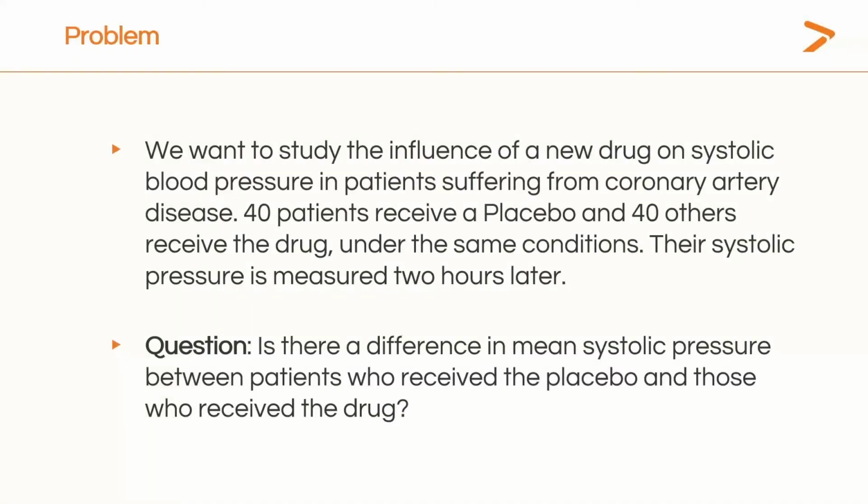We want to study the influence of a new drug on systolic blood pressure in patients suffering from coronary artery disease. 40 patients receive a placebo and 40 others receive the drug under the same conditions. So their systolic pressure is measured 2 hours later. So we are experimentally controlling the effect of the independent variable here. So this is one of the strongest designs we can use to establish a causal relationship between independent and dependent variable, because we are really manipulating experimentally the independent variable. Is there a difference in mean systolic pressure between patients who receive the placebo and those who receive the drug?